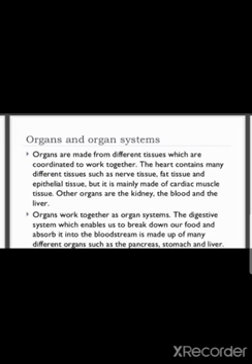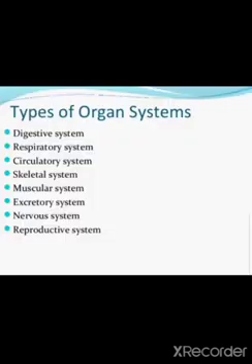Organs work together as an organ system. The digestive system, which enables us to break down our food and absorb it into the bloodstream, is made up of many different organs such as the pancreas, stomach and liver. So there are different types of organ systems like the digestive system, respiratory system, circulatory system, skeletal system, muscular system, reproductive system and nervous system.